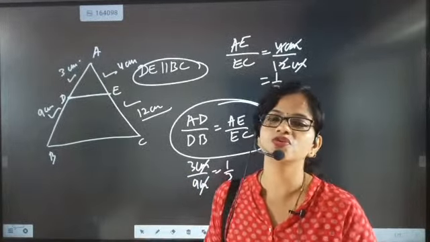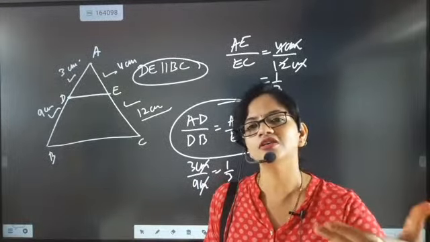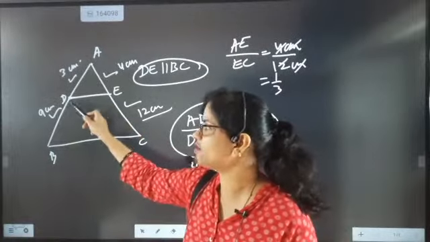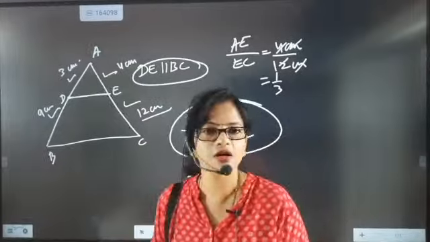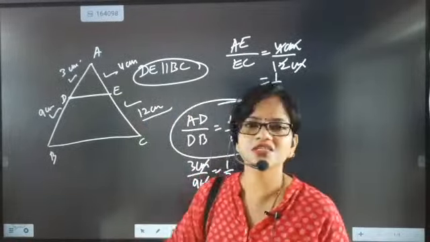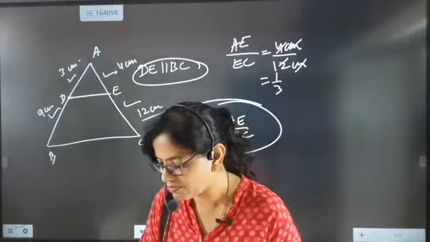The BPT theorem says that if a line is drawn parallel to one side of the triangle, then the corresponding sides are exactly in ratio. That part is absolutely correct in BPT.